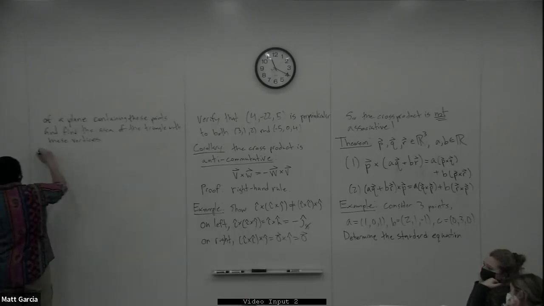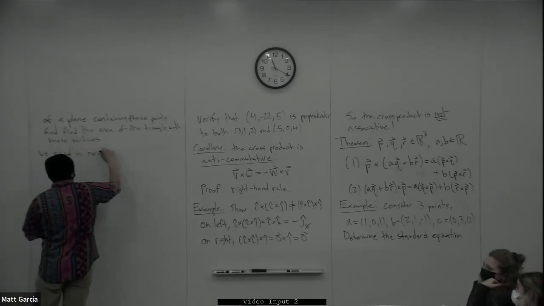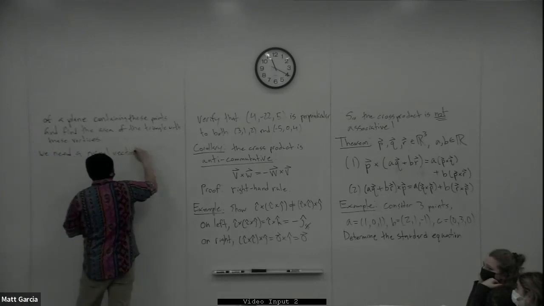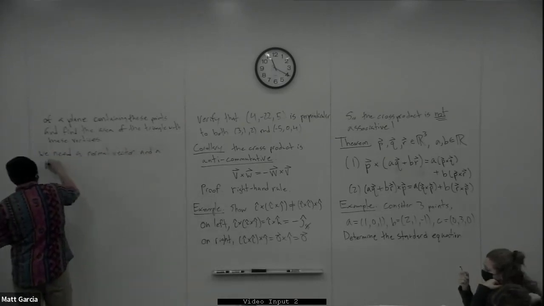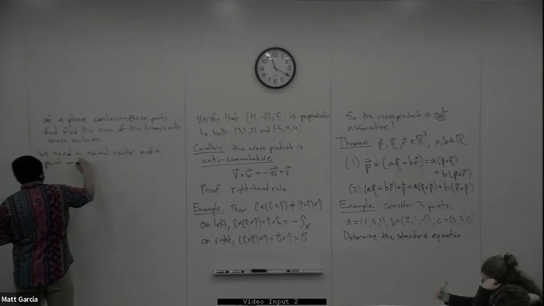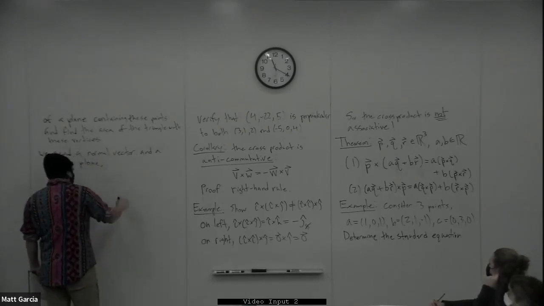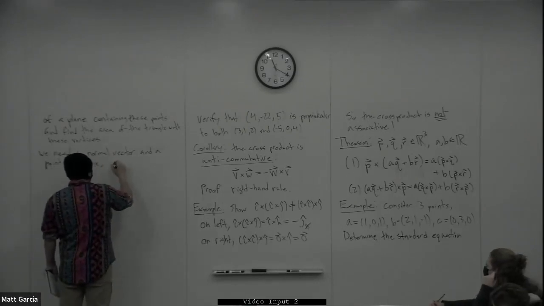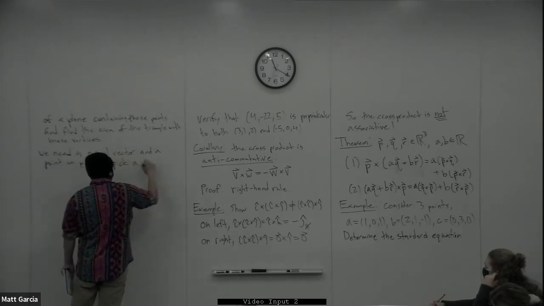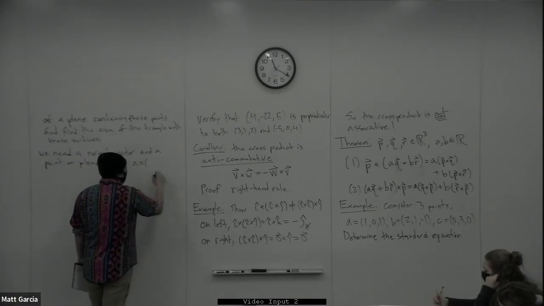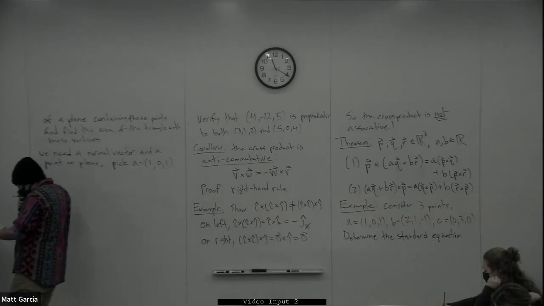So we need a normal vector and a point on the plane. Well, first of all, let's just pick A. Pick A. That's the point we'll have lie on the plane. Okay.